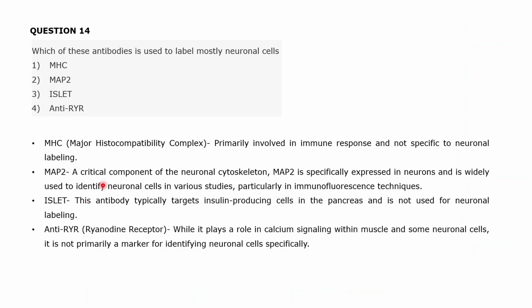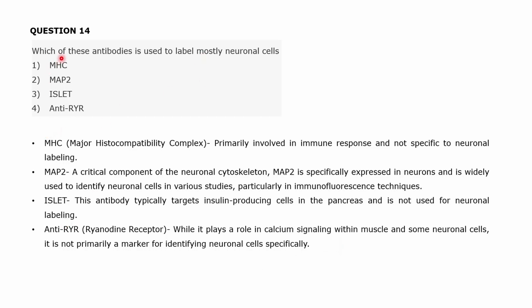So islet basically cannot be used because it is present in insulin producing cells in pancreas and all. Hence it is not present in neuronal cell and cannot be used to label or study neuronal cells itself. This anti-RYR or ryanodine receptor is actually used in calcium signaling and is found in muscles and some neuronal cells, but not mostly. If you want to study mostly neuronal cell, you have to study a protein that is predominantly abundant in neuron itself, right? So we cannot use this in this case also to label this neuronal cell.